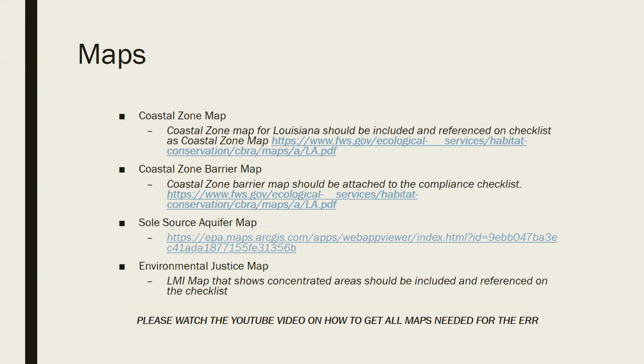For our maps, the wetland map and the floodplain map are 2 of the maps. But you also need a coastal zone map, a coastal zone barrier map, a sole source aquifer map, and an environmental justice map. One of our staff, Layla Argray, did a video that's on our YouTube page, and I included all of the links on this page. The video shows you exactly how to get these maps, and she goes into detail as far as once you get on the website, what you will see and what you need to click.